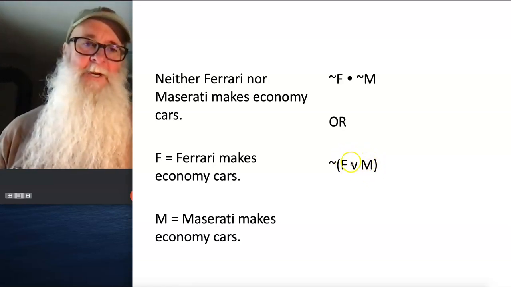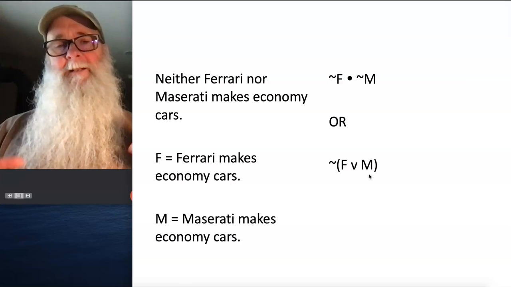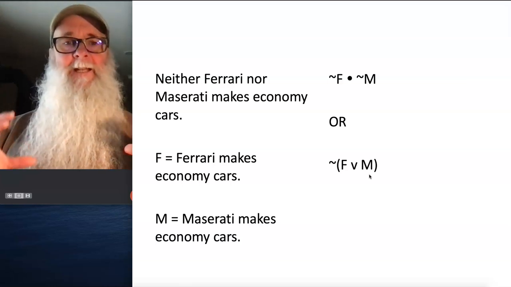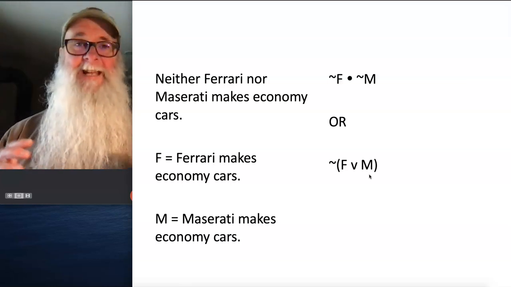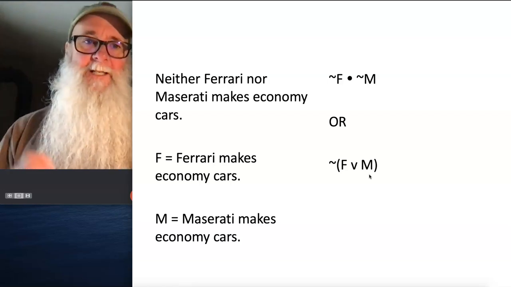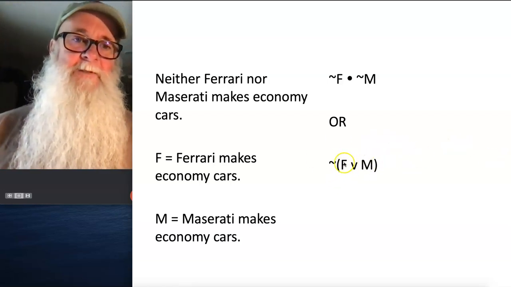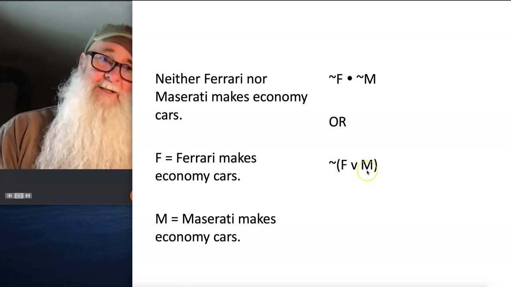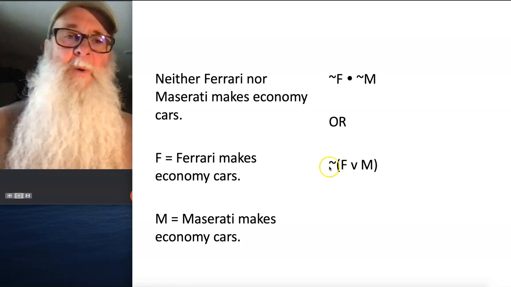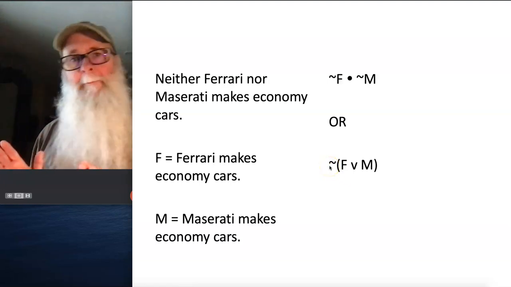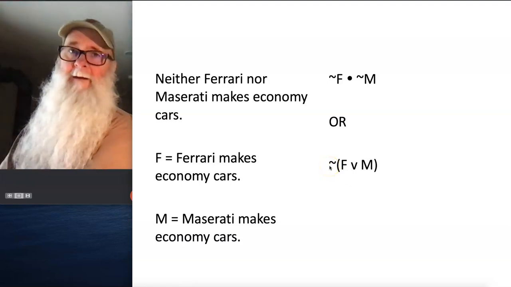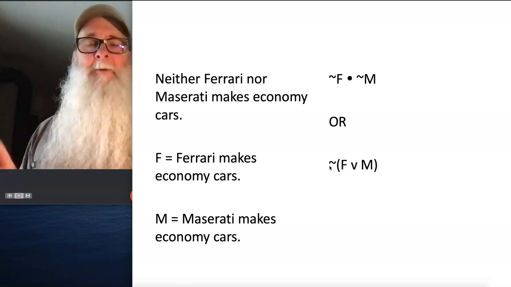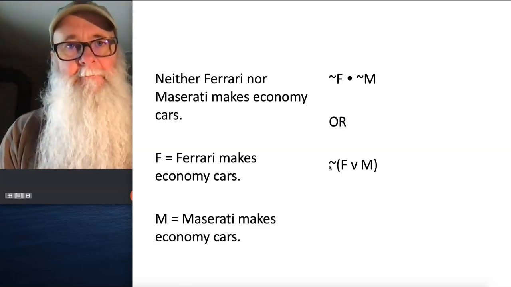So we first have to look at what's in parentheses. Inside the parentheses here is a statement. It's a disjunctive statement. It's an either-or statement. So inside parentheses, this statement reads as follows. Either Ferrari makes economy cars or Maserati makes economy cars. Okay? Now what this tilde is doing is it's operating on whatever comes after it. So the tilde is operating on that entire sentence in parentheses.